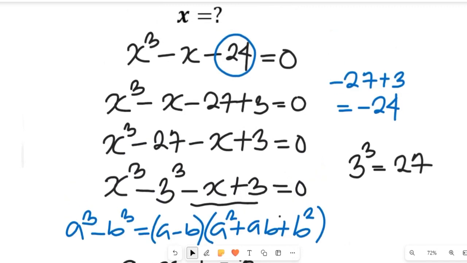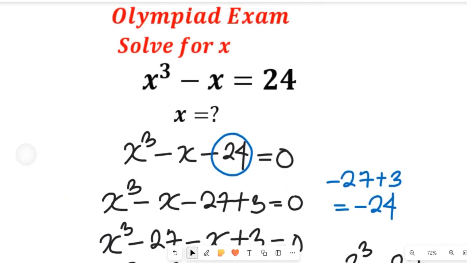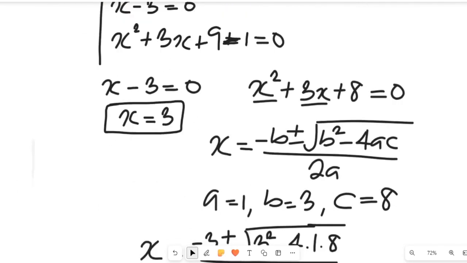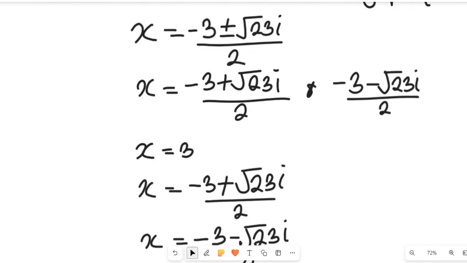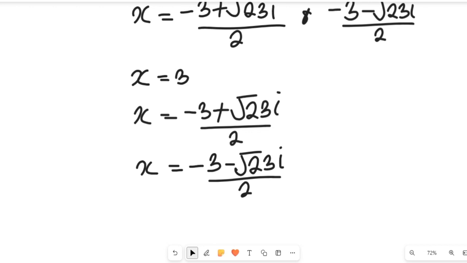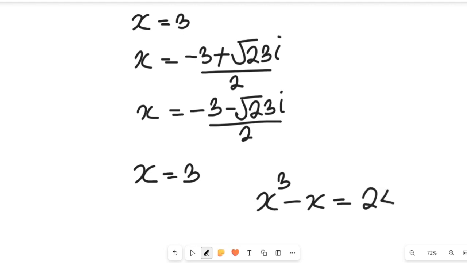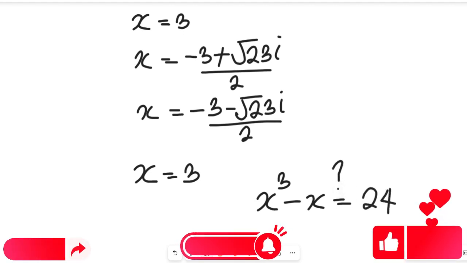Now what we're going to do is confirm if our solution is right. So we are going to substitute the only real solution. The other two solutions are imaginary solutions. The only real solution is x equal to 3. So let's substitute it into x to the power of 3 minus x. Will it give us 24? That's a big question. Now let's try it.